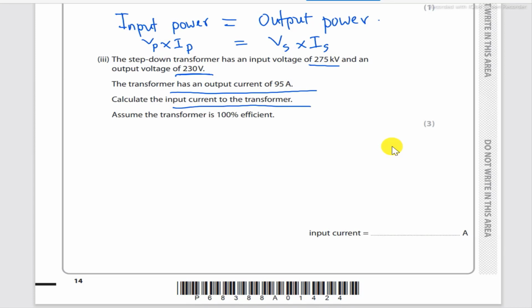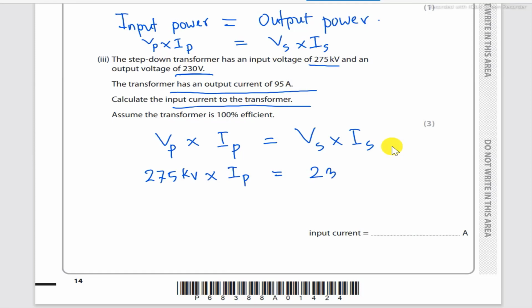We know primary voltage into primary current equals secondary voltage into secondary current. So here 275 kilovolt into primary current. We have to find out the primary current IP, equal to secondary voltage 230 and secondary current 95 ampere.